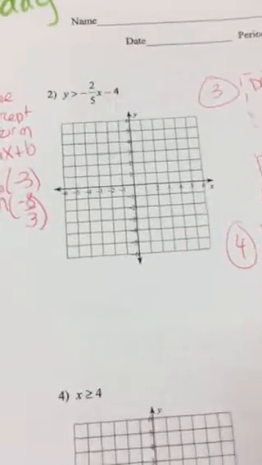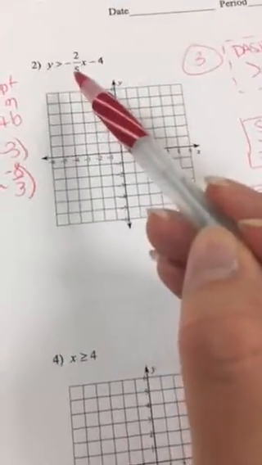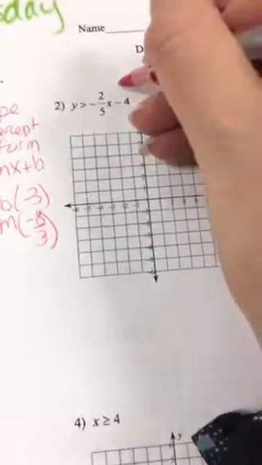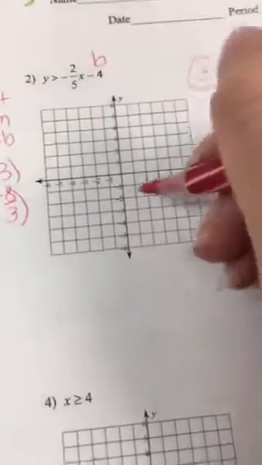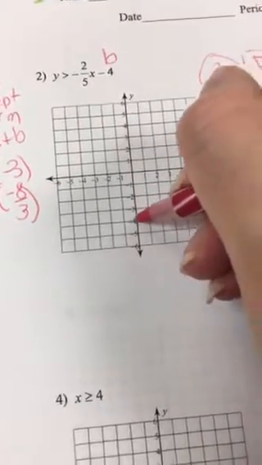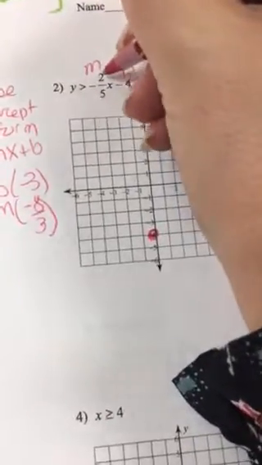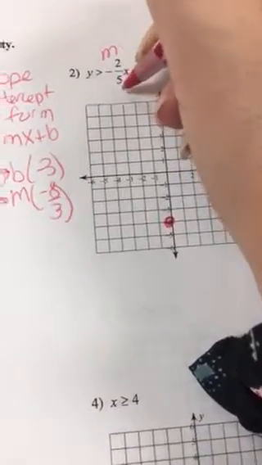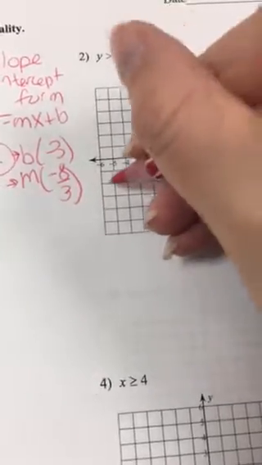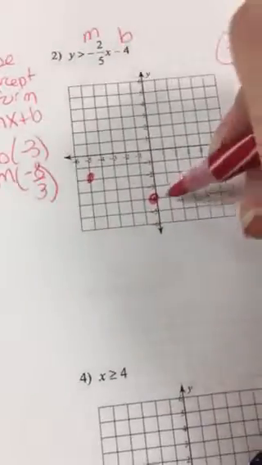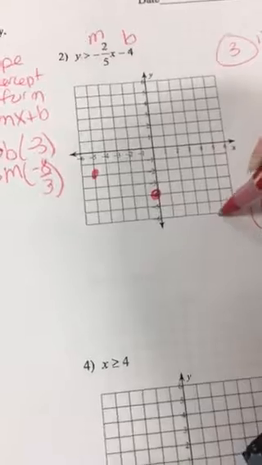Now for number 2, same thing. Is it in slope-intercept form? Yes. Okay. Go on to find the y-intercept, which is negative 4. My slope is negative 2/5. Up 2 over 1, 2, 3, 4, 5. Down 2, 1, 2, 3, 4, 5.